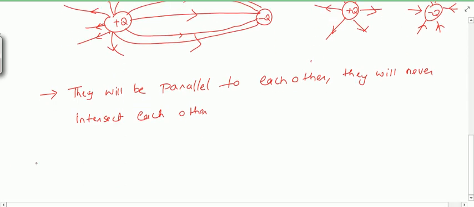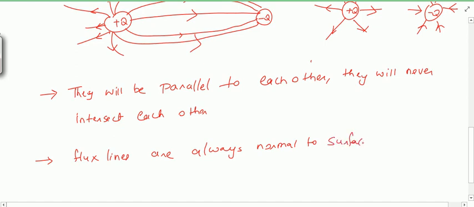Also, there is one more property: these flux lines are always normal to the surface. So for this charge, the field lines make 90 degrees with the surface. Here also they make 90 degrees. If they are going in this direction, here also they will make 90 degrees to the surface. So they are always normal to the surface.